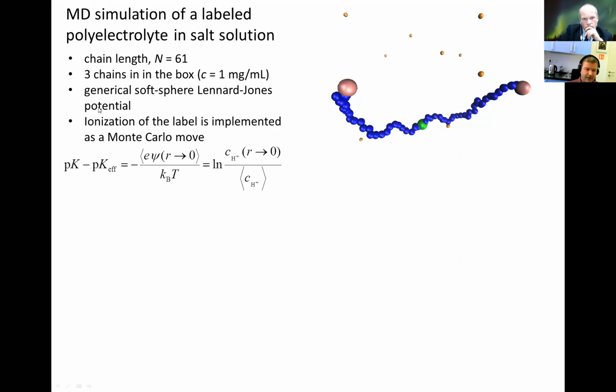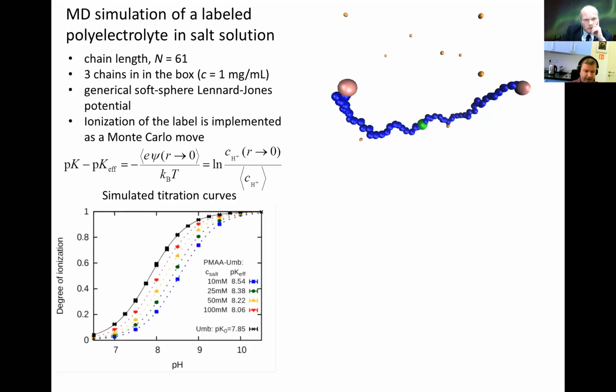So in the simulation that we performed, the ionization of the label is implemented as a Monte Carlo move, so we can follow if the label is ionized or if it's protonated, and then we can just simulate the titration curve, because we can just plot the average degree of ionization as a function of pH. And if we do that, in the same way as in experiment, we obtain the shifts in the titration curve caused by the screening of electrostatic interaction due to the increasing ionic strength.